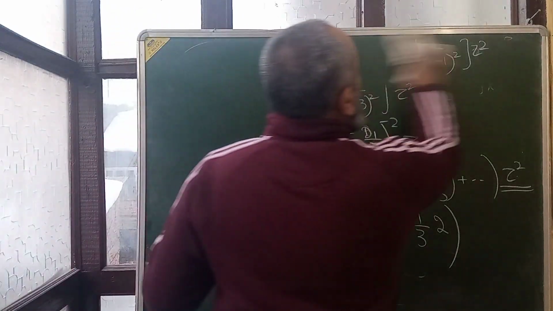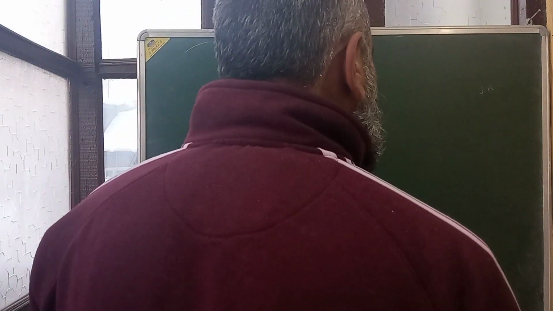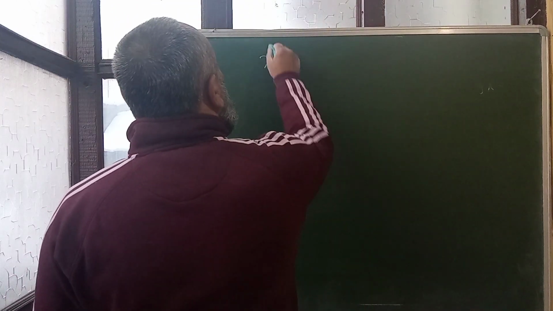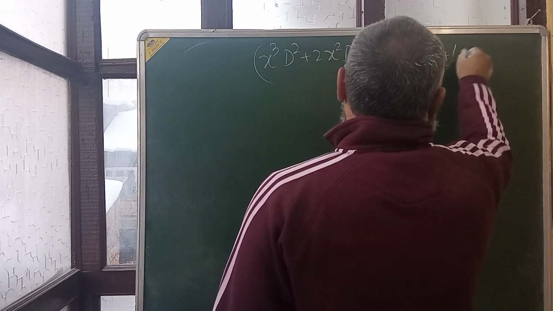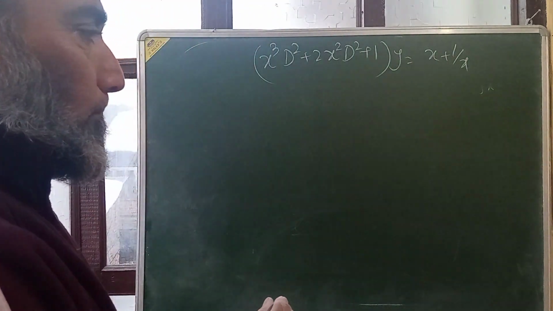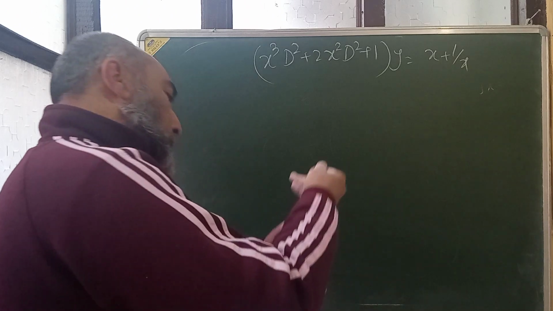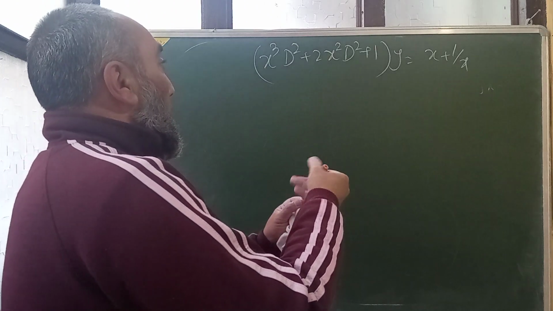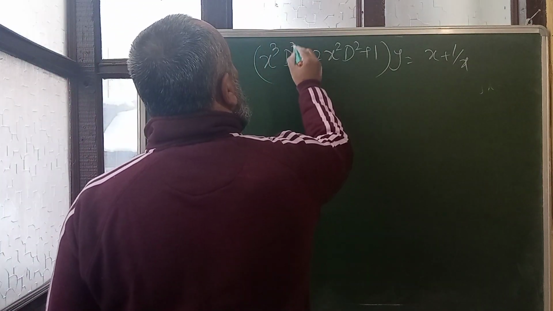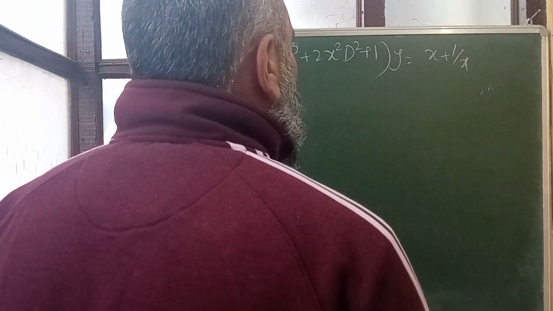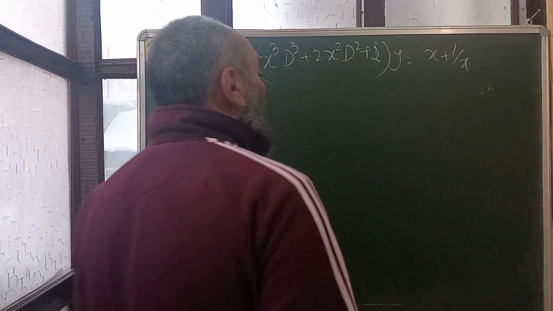Next, let me take the last one. Let me take, say, (x³D³ + 2x²D² + 2) operating on y = x + 1/x. Here x³D³, because your homogeneity should be there: x³D³, then 2x²D², plus 2, operating on y equals x + 1/x.